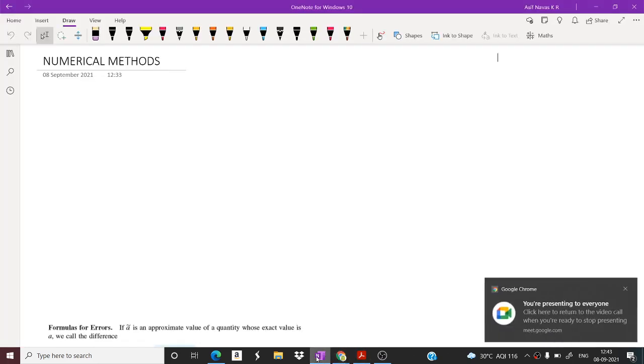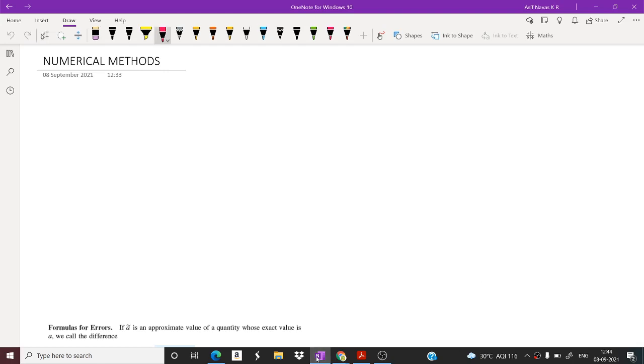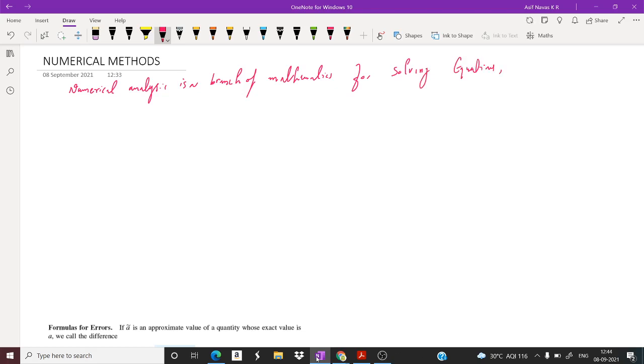So numerical methods, or numerical analysis, is a branch of mathematics used for solving equations such as normal equations, ODEs, integrations, etc.